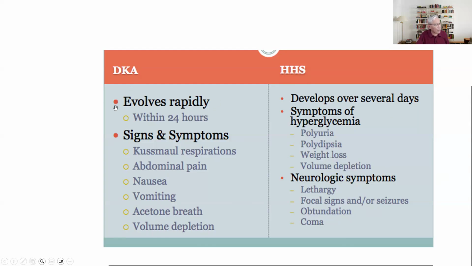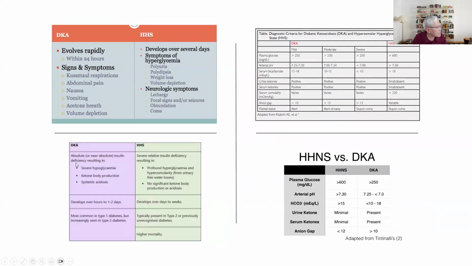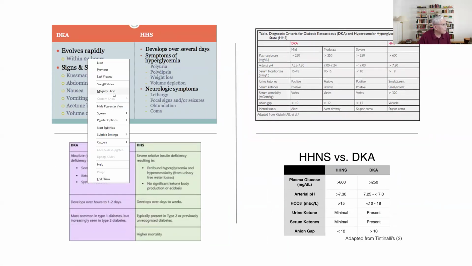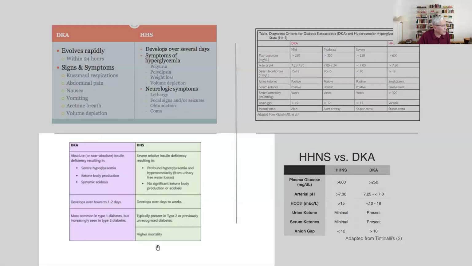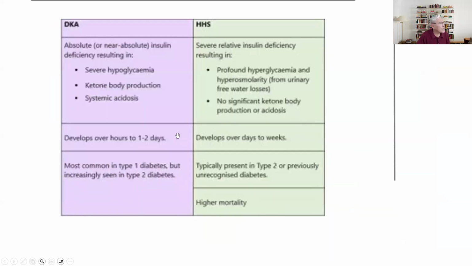DKA occurs quickly. HHS occurs over several days. The signs and symptoms of DKA: Kussmaul's is the more prominent one, and acetone breath. And in HHS, it's going to be your neurological symptoms. All right, let's go now to other criteria for the distinction between the two.